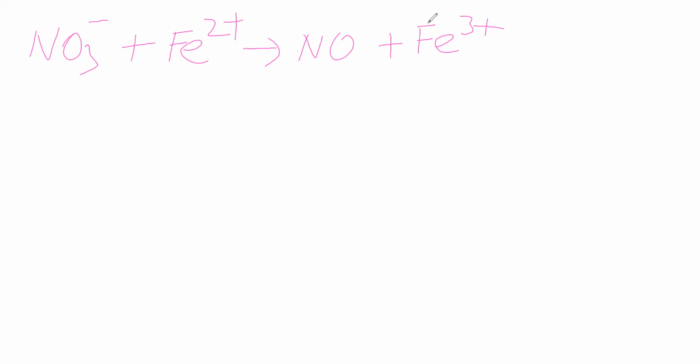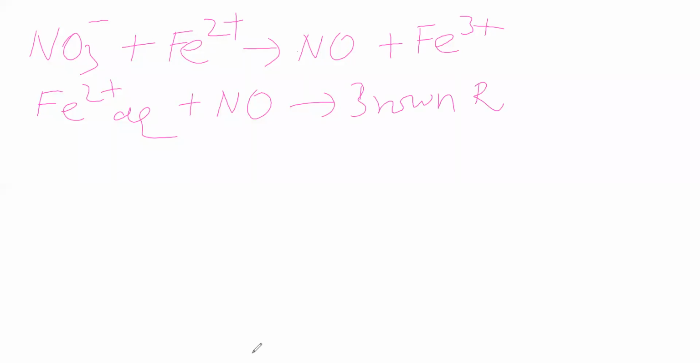Then a part of the ferrous goes for this reaction, and the remaining Fe2 plus aqueous reacts with the NO and gives a dark brown ring. Okay, so we are getting a dark brown ring.